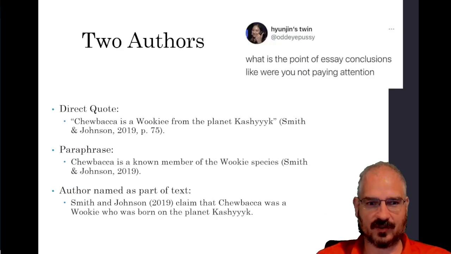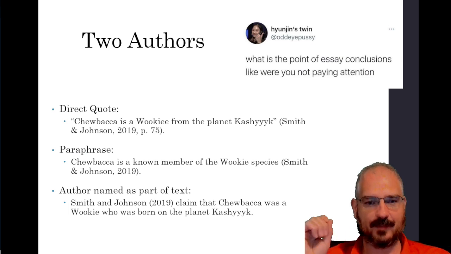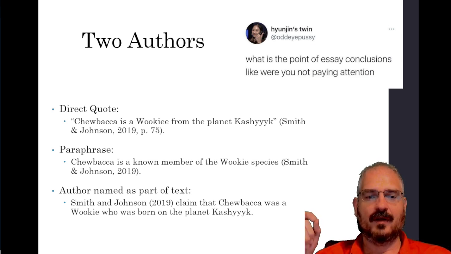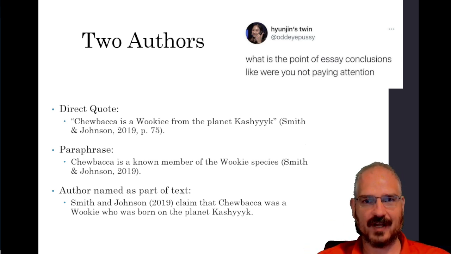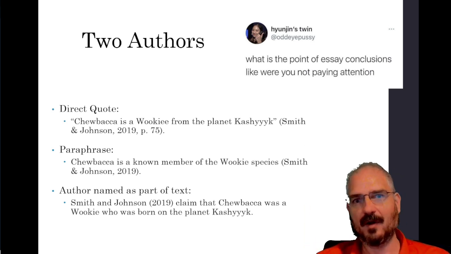Now, with two authors, same thing. If you're going to do a direct quote, you need the quotation marks, you need the page number. Don't put punctuation until after the citation. Paraphrase, again, same thing. The only difference is that instead of just last name, you put last name and then the ampersand, which is the fancy and sign. So last name, ampersand, second last name, comma, and the year. Or comma, year, comma, page number if it's a direct quote, right?